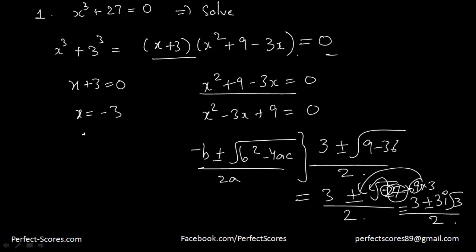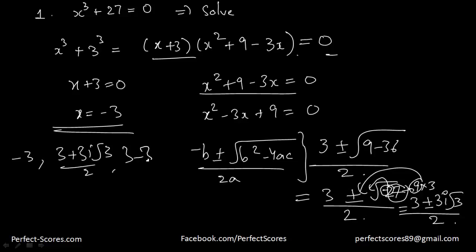So that means it is going to have three roots: minus 3, and 3 plus 3i square root 3 over 2, and 3 minus 3i square root 3 over 2. It has only one real root. Fine. As you can clearly see, it has only one real root.